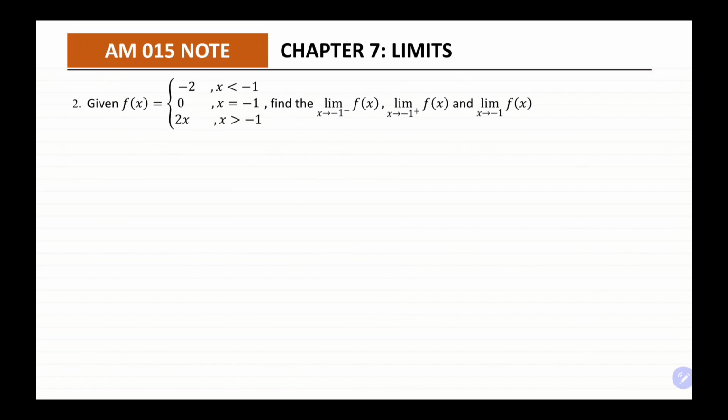Continue question number 2. Given f(x) equals negative 2 for x less than negative 1, 0 for x equals negative 1, 2x for x greater than negative 1. Find the limit x approach negative 1 from left, limit x approach negative 1 from right, and limit x approach negative 1. For your information, function 0 for x equals negative 1 tak ada kaitan langsung dengan limit. Limit just approach, not equal. So equal ni kita abaikan lah. Okay. First question asks us to find limit x approach negative 1 from left.